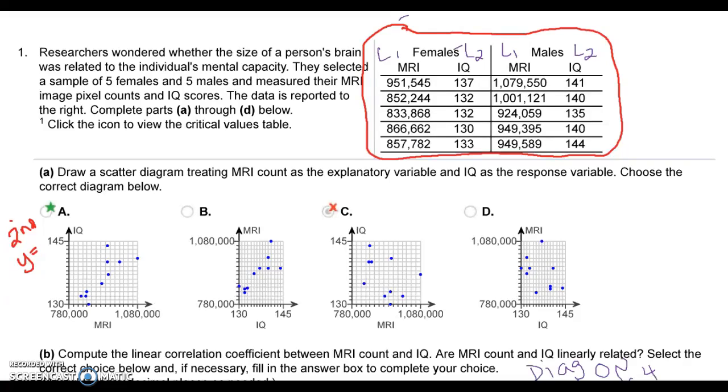Alright, the first thing you want to do is put your data in L1 and L2. So you're going to put all the MRI scores in L1 as one big list of 10, and then all the IQ scores in L2 as one big list of 10. Then you're going to go to second y equals. You're going to choose the stat plot, and you'll hit zoom option 9 to see your scatter plot. You should see that plot roughly.